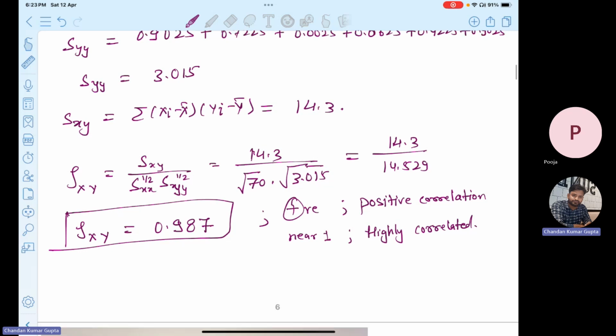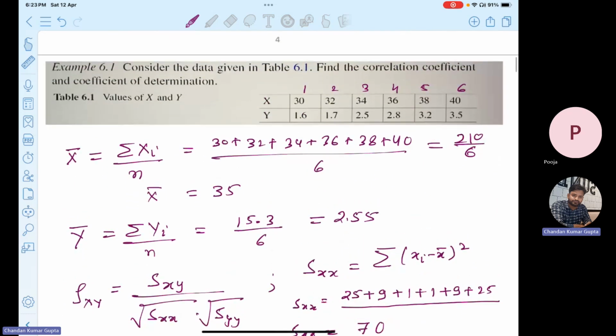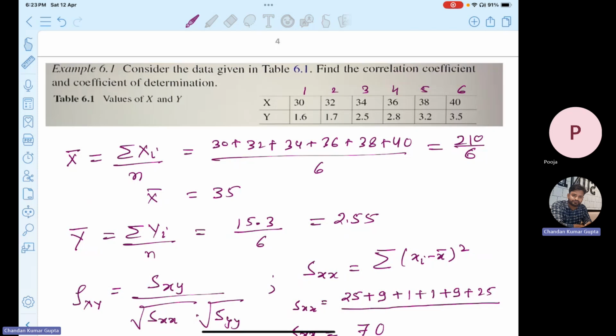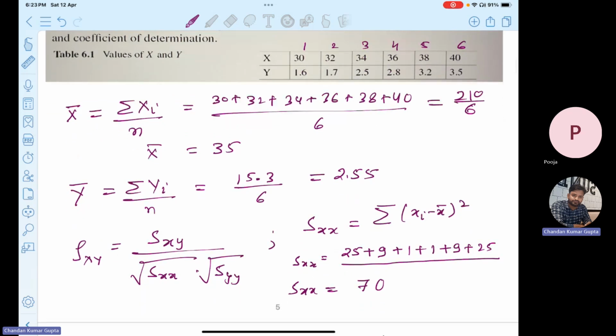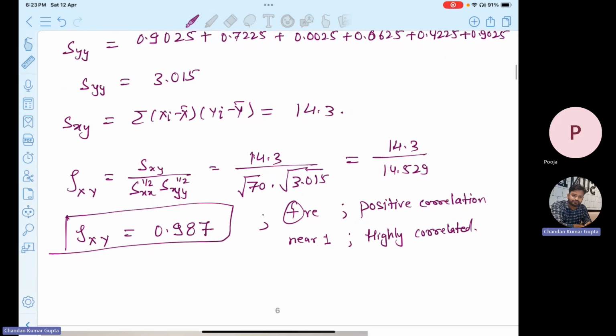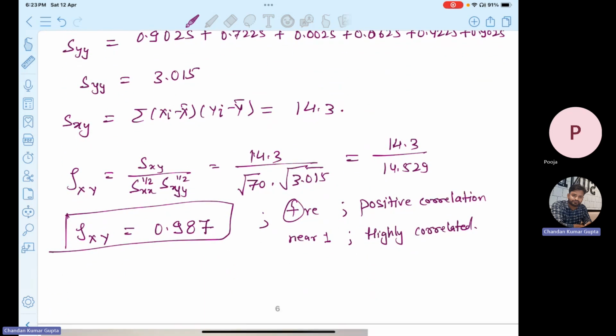Okay, if you can see, as the numbers increase from 30 to 32, 32 to 34, 34 to 36, the y variable also increases. So both increase in the same direction. One is increasing, then the other one is also increasing. They are highly correlated in nature. Since the correlation coefficient is near +1, they are highly correlated. So we can interpret these values like this.